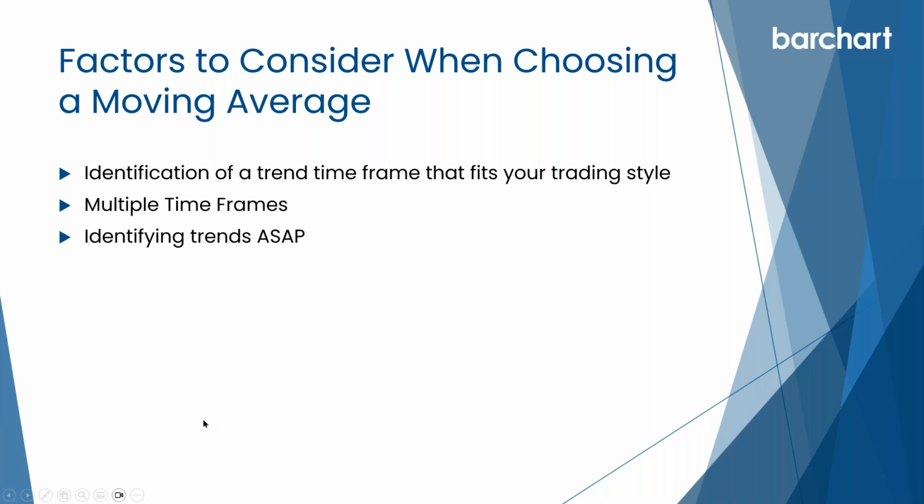So we also want to identify trends as soon as possible. The sooner we identify a trend, the greater the profit potential. So there are two variables that you can use here. First, you can look at shorter periods. Again, think about that 50 versus that 200 in the same time frame, a daily time frame. Or we can lower our time frame and use the same periods.